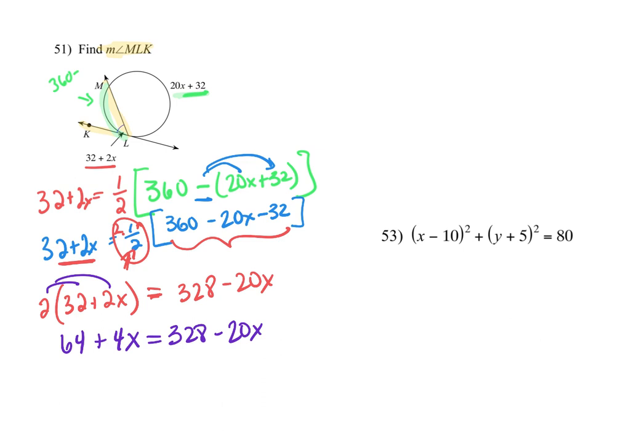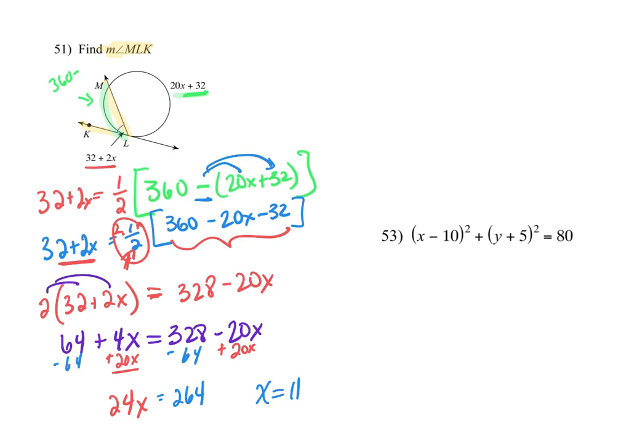So I'm going to move all my variables to one side, all my numbers to the other. I'm going to move my 20x over here. And I am going to move my 64 over here. And then divide by 24, you get x equals 11.